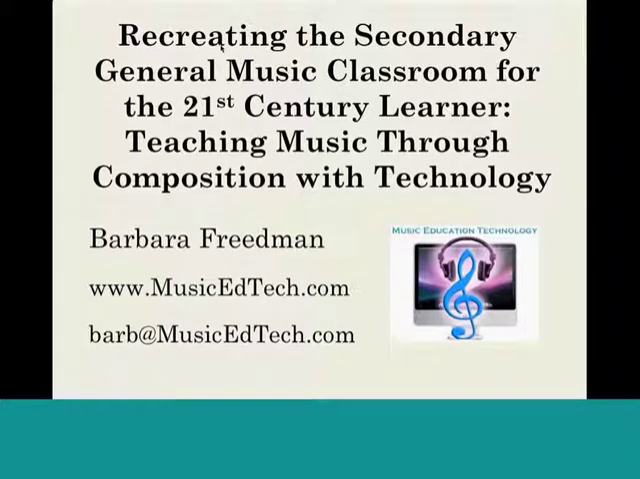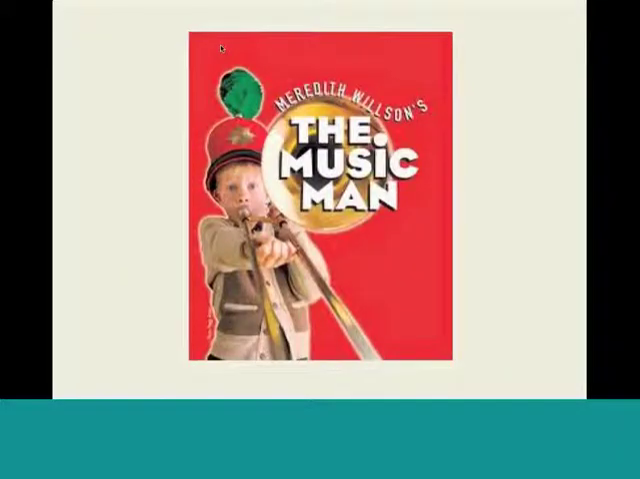Why change what we've been doing? Well, there's a lot of reasons, but do you remember The Music Man? I bet you do. The story is based on Franklin Lacey's story and taken up by Meredith Wilson, adapted for a musical. Franklin Lacey grew up in Mason City, Iowa, and he based this story on his hometown, which they renamed River City.